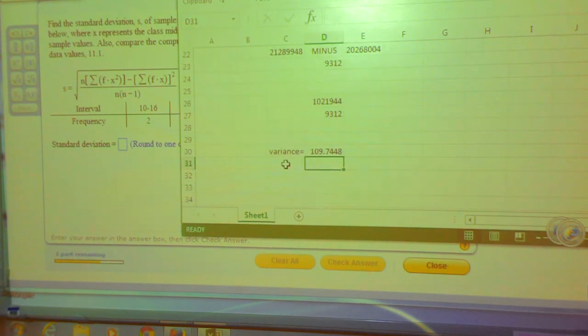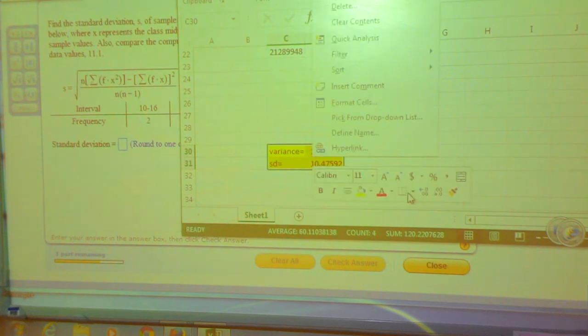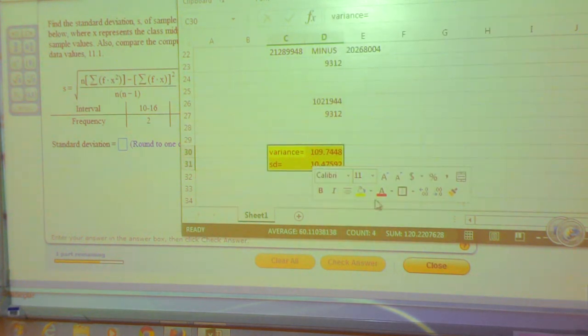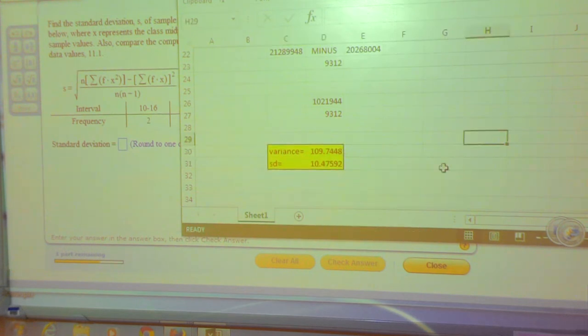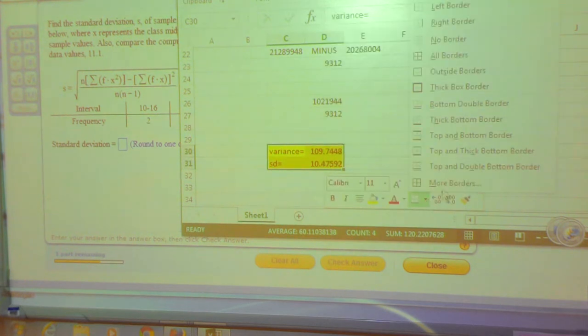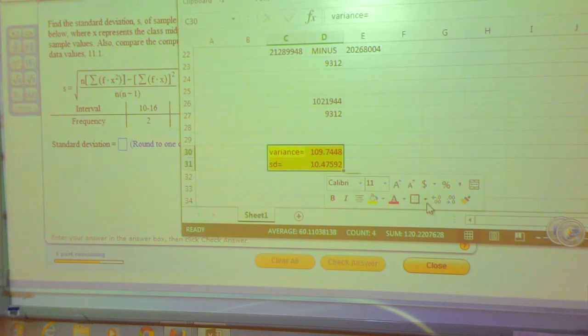Okay, now the next step is very important for you to write in your notes. To find the standard deviation, you take the square root of the variance, or raise it to the 0.5 power, whichever. So there are two very important pieces of information.